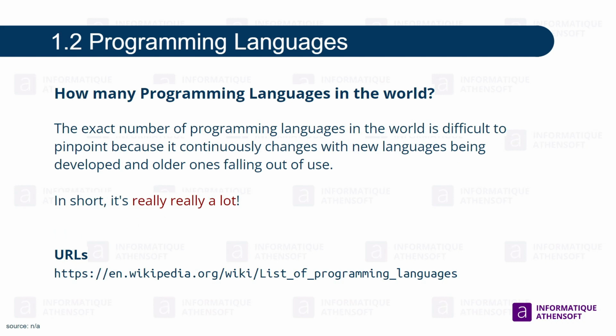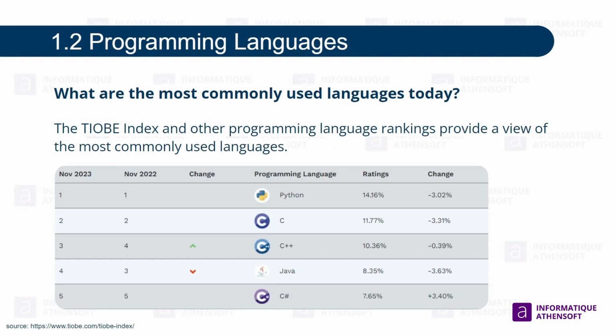How many programming languages are there in the world? The exact number of programming languages in the world is difficult to pinpoint because it continuously changes with new languages being developed and older ones falling out of use. In short, it's really a lot. Here is a link to a website which presents a list of programming languages.